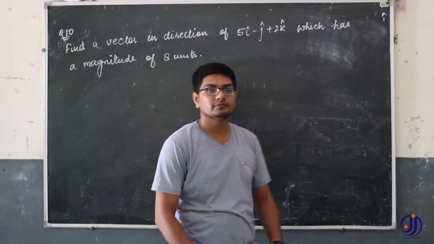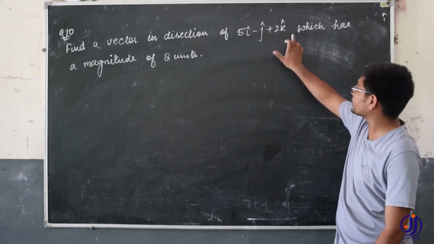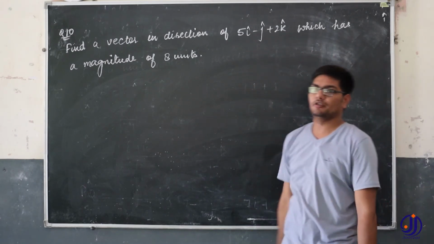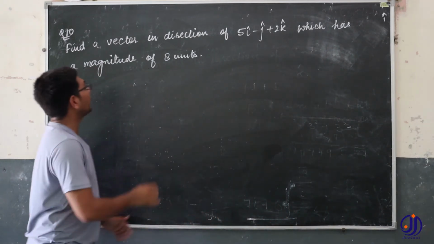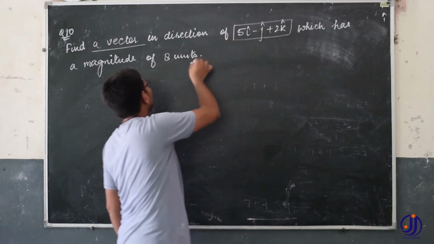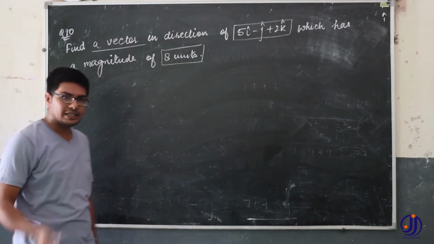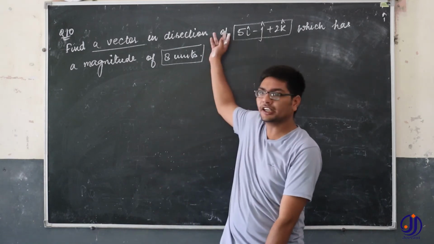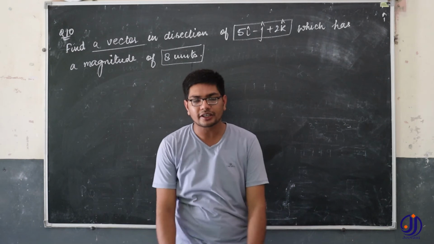Question number 10. In question number 10, you have to find a vector in the direction of 5 I cap minus j cap plus 2 k cap which has a magnitude of 8 units. So beta, what exactly is the question? You have to find a vector in this direction and having a magnitude of 8 units, right? So what we will do? Just we will find a vector of magnitude 1 unit in this direction and then multiply the vector by 8 so that its magnitude becomes 8 units, right?